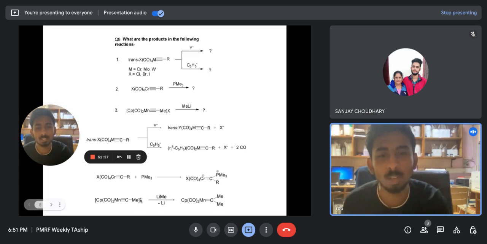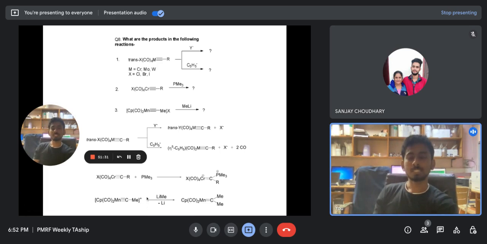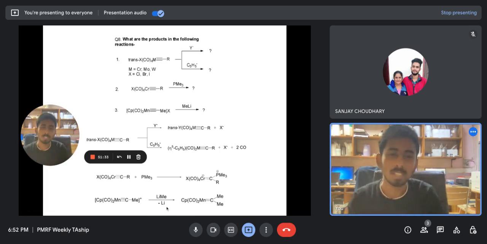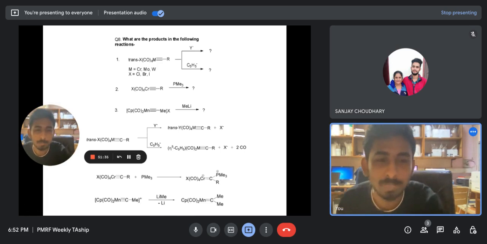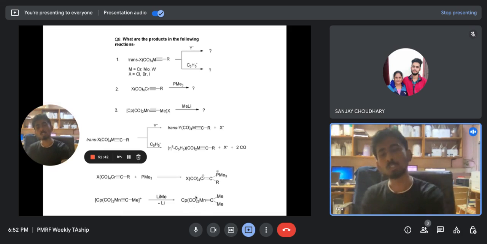And since this is already positively charged, the corresponding anion X minus will be liberated in the form of LiX, that is a salt. And this methyl will be bound to the carbon. In this case, this is Mn(CO)2 bound to Cp. So this is also a carbene.